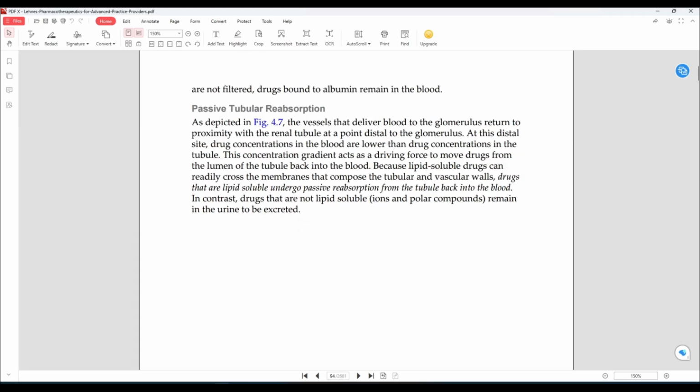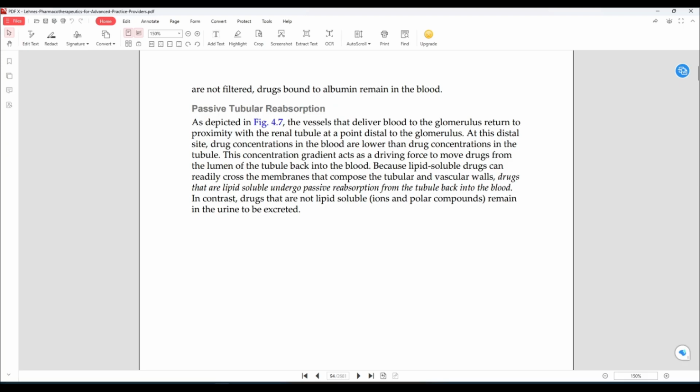Passive tubular reabsorption. As depicted in figure 4.7, the vessels that deliver blood to the glomerulus return to the proximity of the renal tubule at a point distal to the glomerulus. At this distal site, drug concentrations in the blood are lower than drug concentrations in the tubule. This concentration gradient acts as a driving force to move drugs from the lumen of the tubule back into the blood.